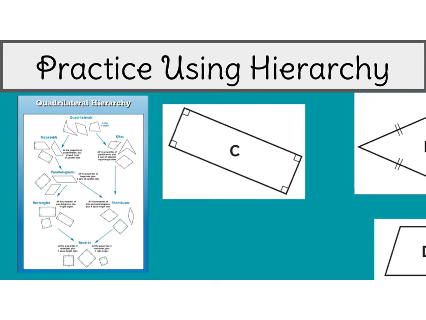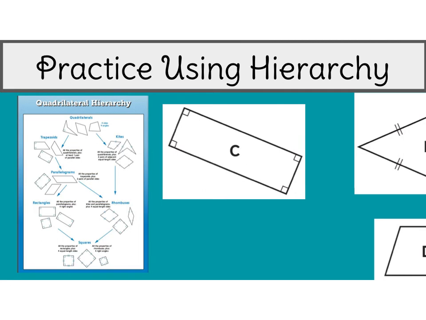Then we look at the trapezoid. We have at least 1 pair of parallel sides here and here, but this side and this side are also parallel, so it actually has 2 sets of parallel sides. If we look at the kite definition, 2 pairs of adjacent equal length sides. Adjacent means they're next to each other. Those look like they're equal, and they are the same length. So we could put it in the kite category.